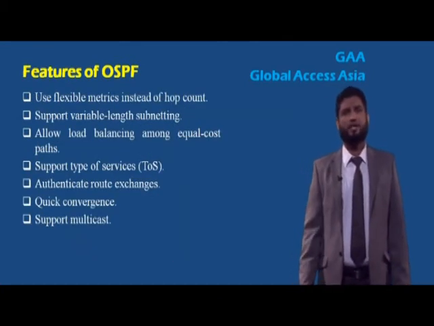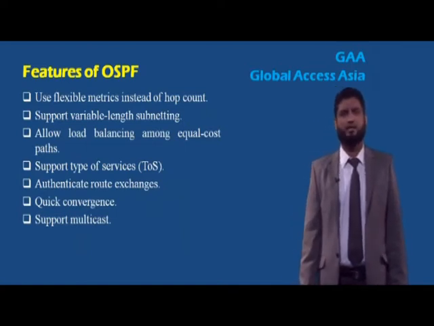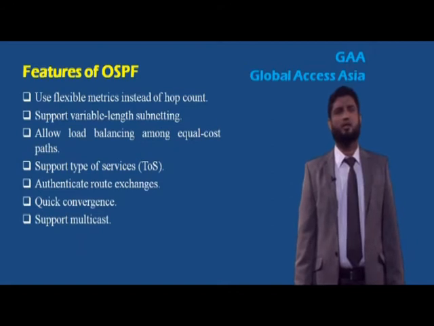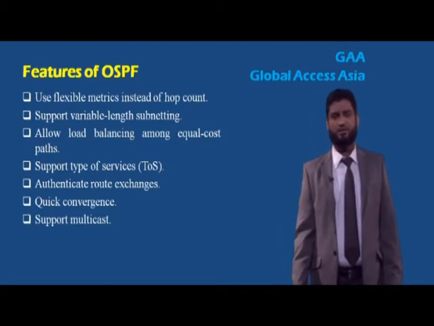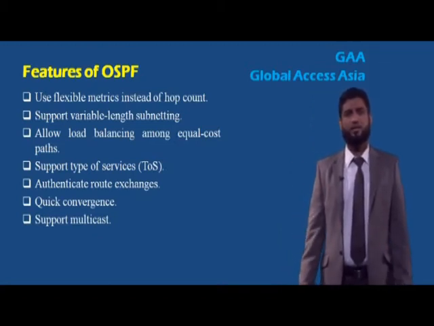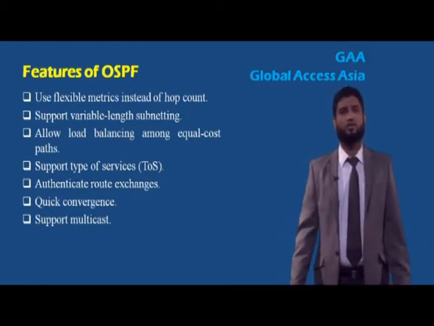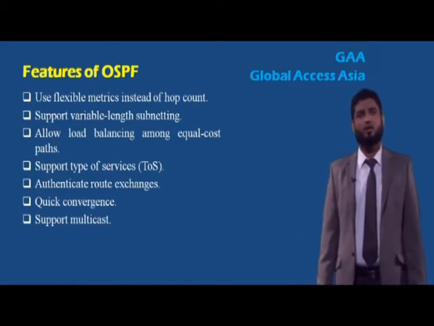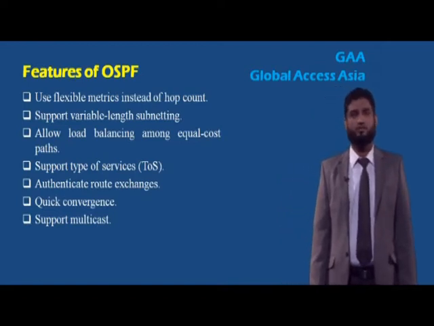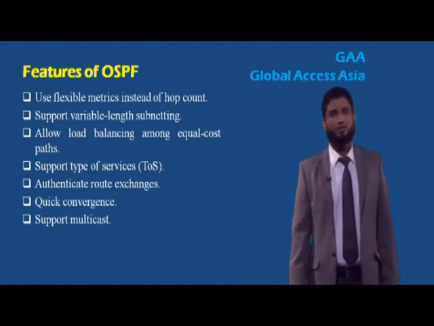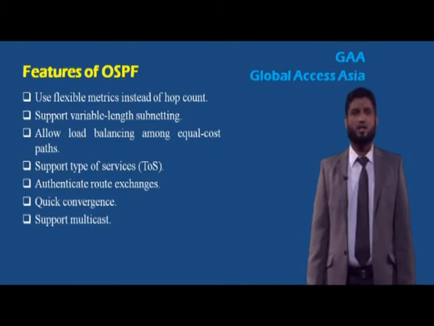It uses a flexible metric instead of hop count, supports VLSM, that means variable length subnet masking, and allows load balancing among equal cost paths. Because for the same destination network, the metric may be different or the same. So the question is which path should be preferred when the two are the same. This type of problem is called load balancing, so equal cost load balancing is allowed in OSPF configuration. It also supports types of service, TOS, authentication and route exchanges, quick convergence, and supports multicast.